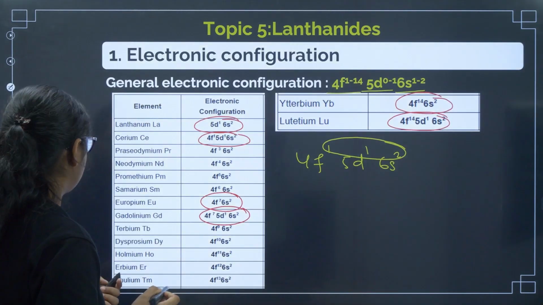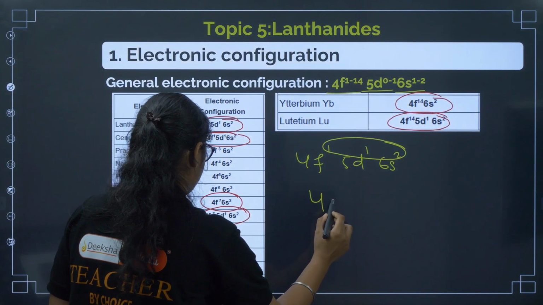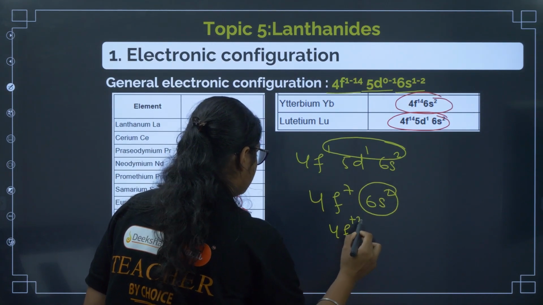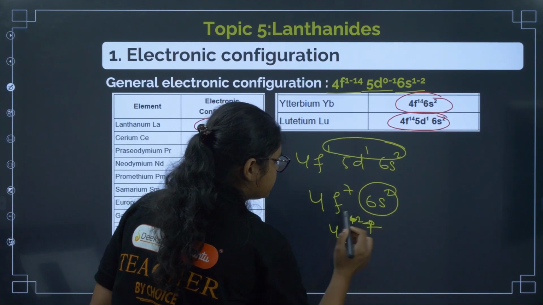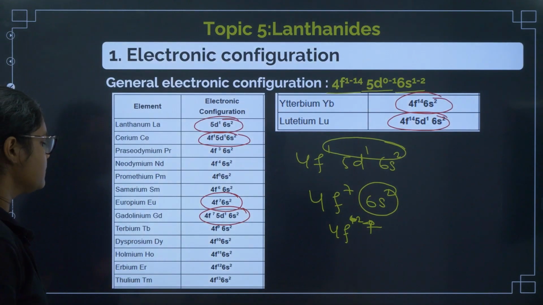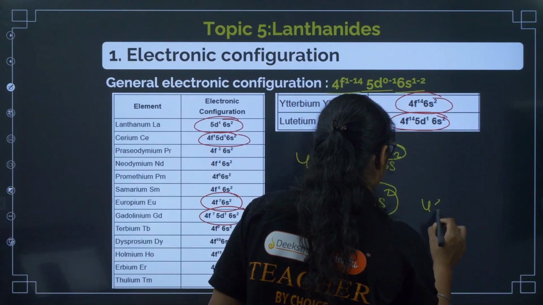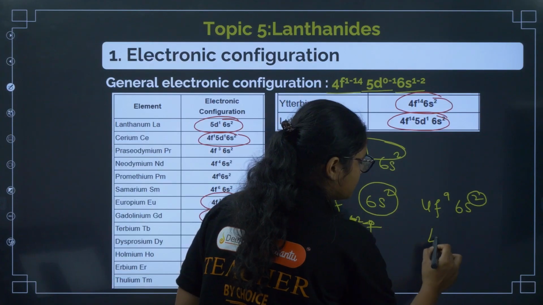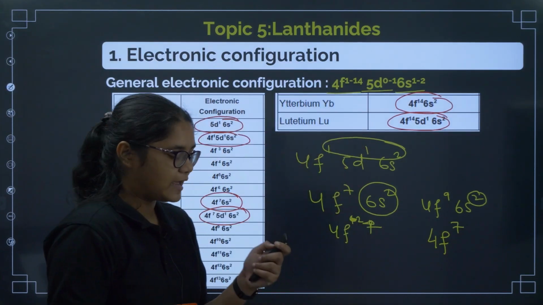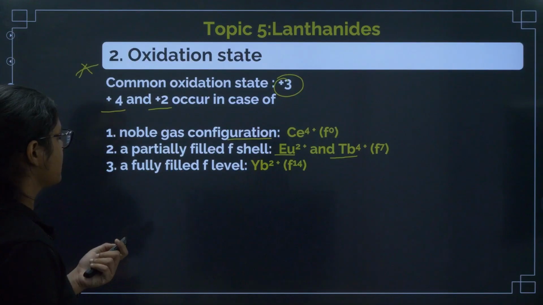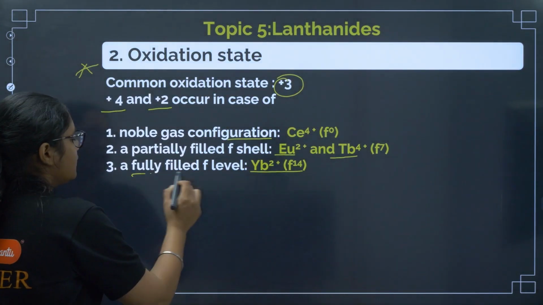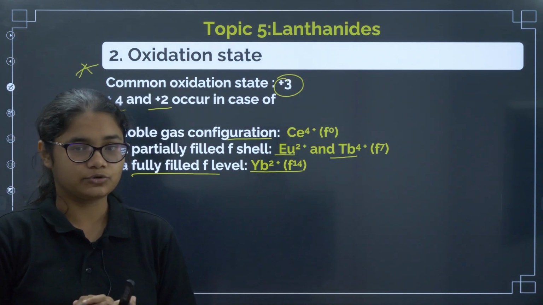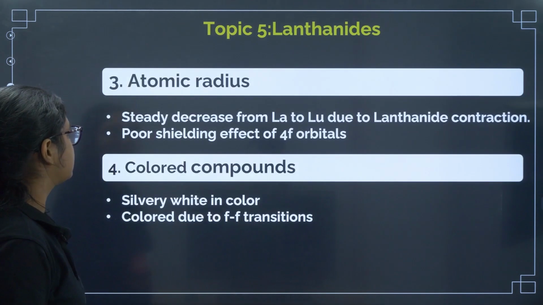So if you see europium, 4f7 and 6s2, so +2 will give you 4f7, which is exactly half filled, so that is why it can show it. And terbium is 4f9 and 6s2. So if it loses 4 electrons, 2 electrons will go here, 2 electrons will go here, we will get 4f7. In that case also they can show +2 and +4 states. Now the next one is Yb2+. If it is a fully filled level, then also it can show it, but the general oxidation state is +3. In certain cases it can show +2 and +4. Okay. Now let us see the next one.